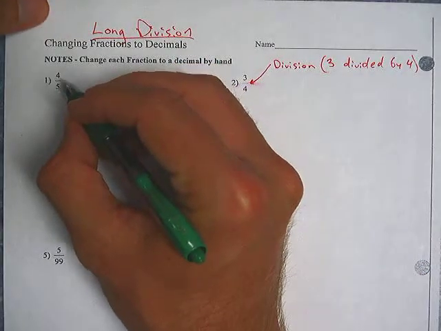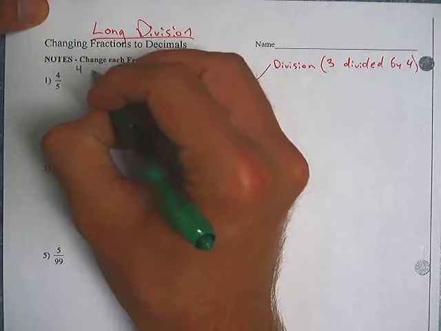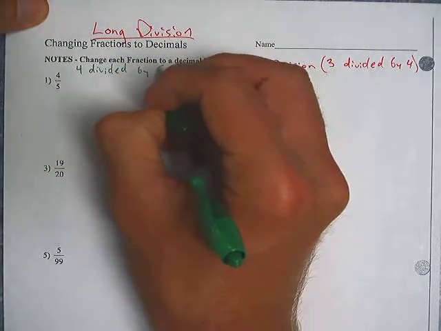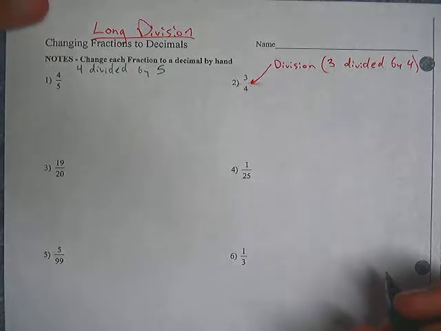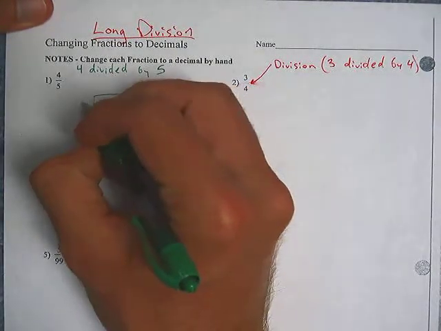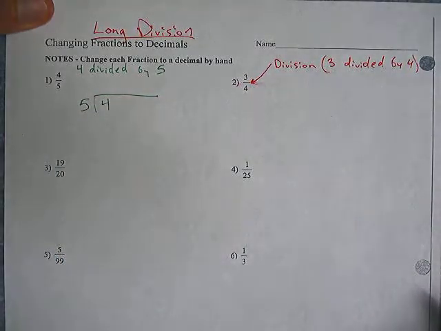Okay, so we're going to do 4 divided by 5. Let's write it out so we know what it says. 4 divided by 5. And we don't have to write it out every time. What does that look like? 4 divided by 5 looks like this.